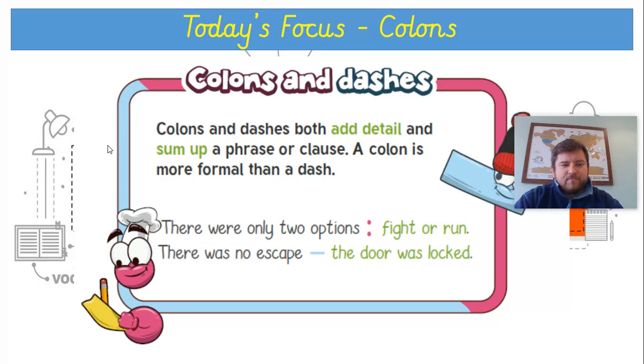Colons and dashes. Colons and dashes both add detail and sum up a phrase or clause. A colon is more formal than a dash. There are only two options: fight or run. There was no escape. The door was locked. You can see there is a main clause at the start of each sentence. They make sense on their own. They're given in black. The additional information is in green, and that follows the punctuation.